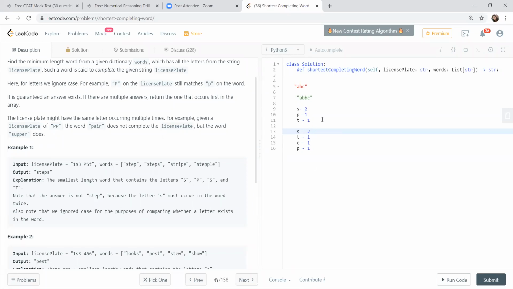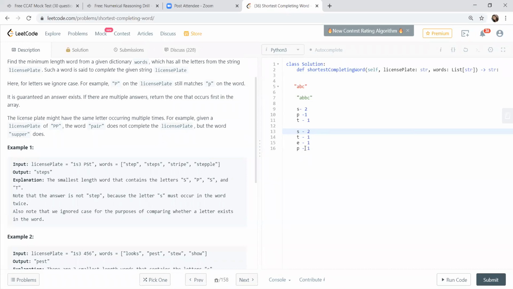We take the length of it, and we store this word, maybe in the result array. Then we keep moving forward. If we find a word with a smaller length than the previous result, then we replace it. Yeah, that sounds like an approach to me.